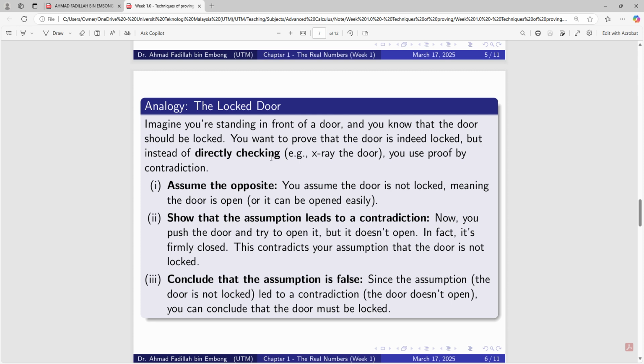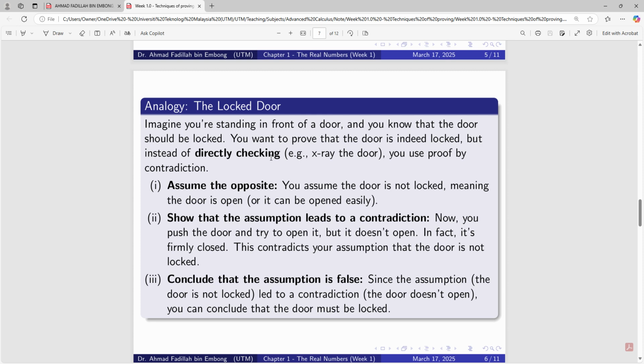But things on the step there, the x-ray directly is going to be quite difficult and quite pricey, right? So therefore, we can use proof by contradiction. So first one, we want to show that the door is locked, right? So we are going to assume the other way around.